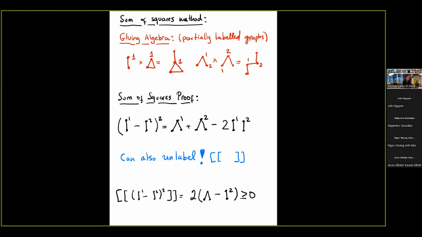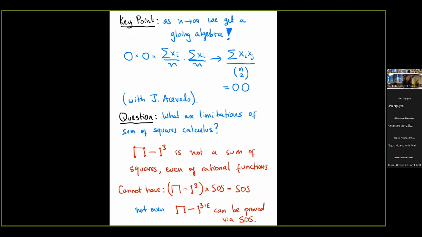Okay, but this 3-path basically has no interesting ways of writing it as a square, and that's one of the key obstructions to having a sum of squares true.